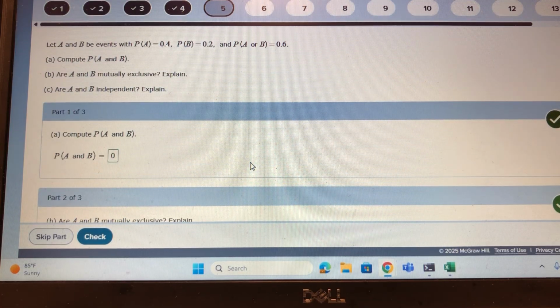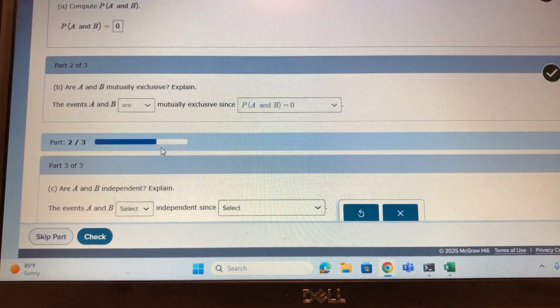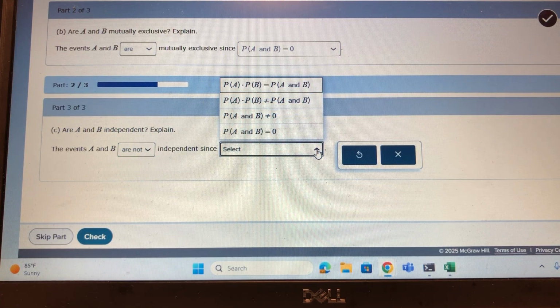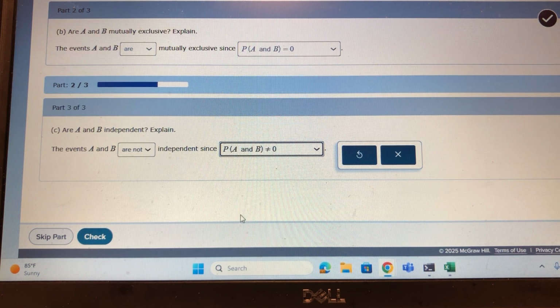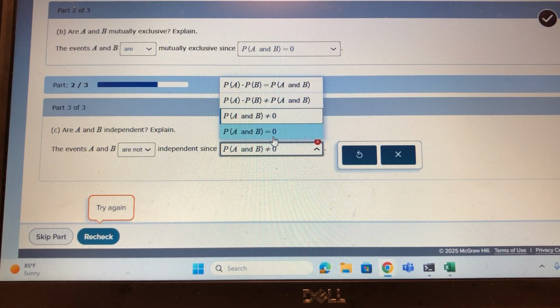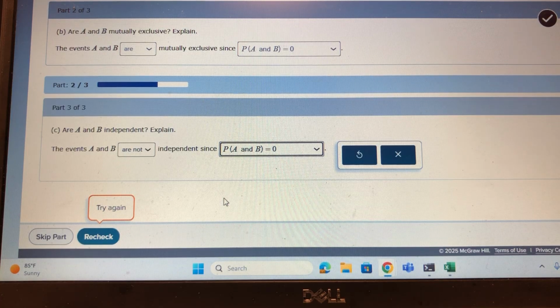Okay, are they independent? They're independent if A times B equals A and B. And 0.4 times 0.2 is 0.8, and that's not 0, so they're not independent. They're not independent because A times B doesn't equal the 0 that we got for the answer to part 1. A times B is supposed to equal A and B whenever they're independent. Since A and B equals 0, that's not the same thing as 0.4 times 0.2.